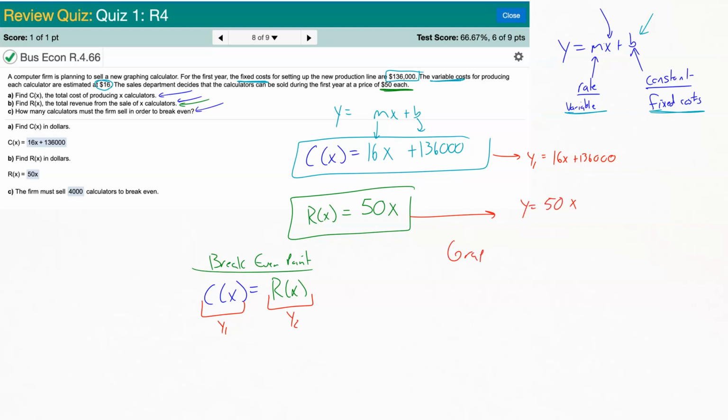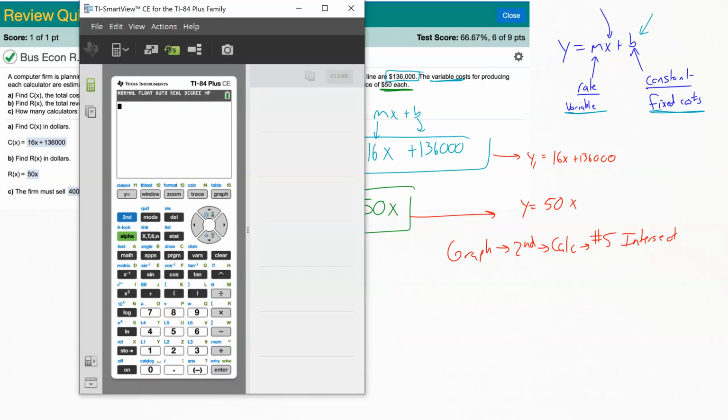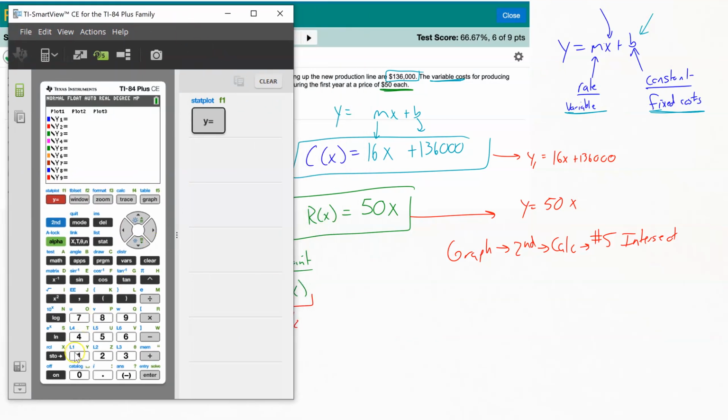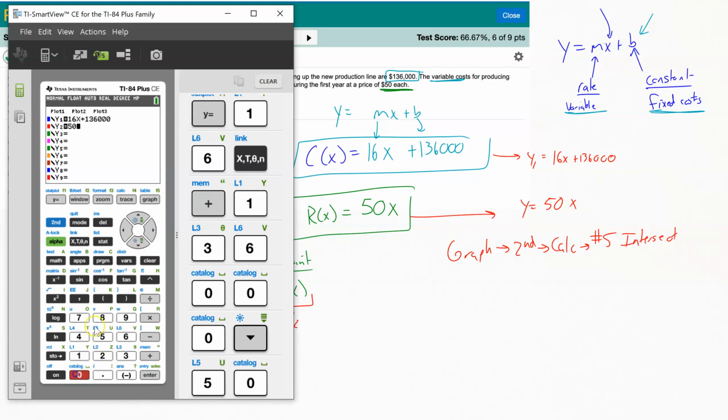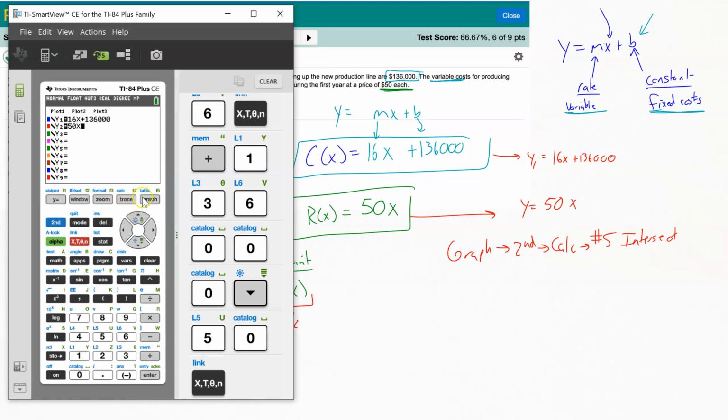From there, we're just going to graph those two equations and go through a second calc, and in that calc menu we'll choose number 5, which is intersect. The place where any two graphs are equal, or in this situation a break-even point, is where their graphs run into each other because they share a common point, and conveniently our calculators will calculate that for us. So we open up the calculator, go into our y equals, and type in our cost equation, 16x plus 136,000, and then the revenue equation, which is 50x. So we hit graph.